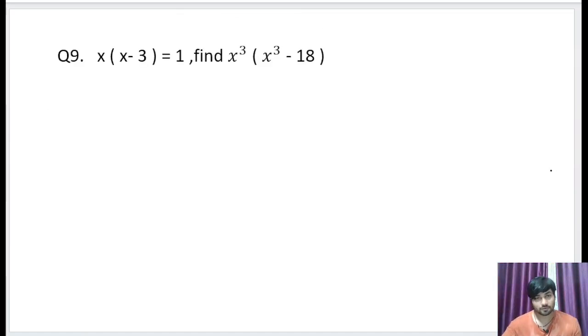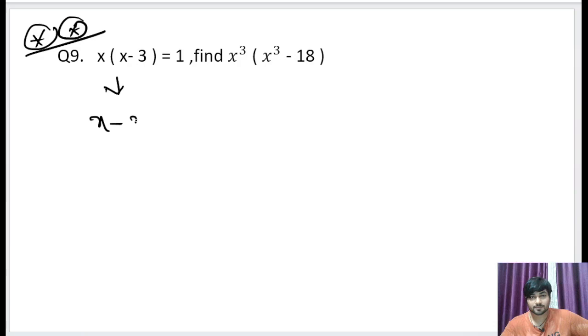Now, the most interesting question of today's class is on your screen. The value is given and I need to find something. How to manipulate this? From this equation, I can write x minus 3 is equal to 1 upon x. In these types of questions, you always try to go for x and 1 upon x. For that, you just need to bring the x from the left hand side to the right hand side in the denominator.